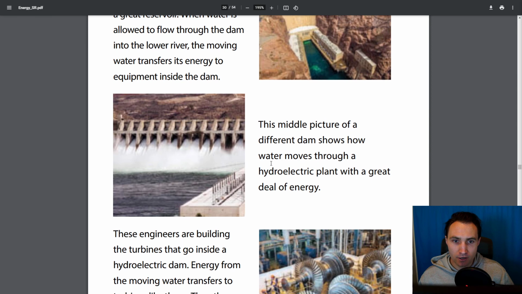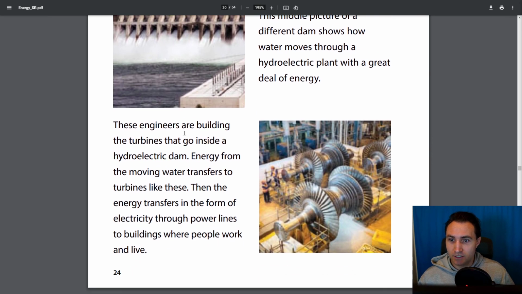This middle picture of a different dam shows how water moves through a hydroelectric plant with a great deal of energy. So these engineers are building the turbines that go inside a hydroelectric dam. Energy from the moving water transfers to turbines like these, and in the form of electricity goes through power lines to buildings where people work and live.